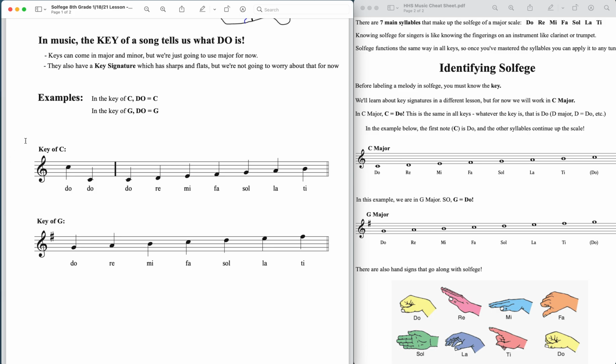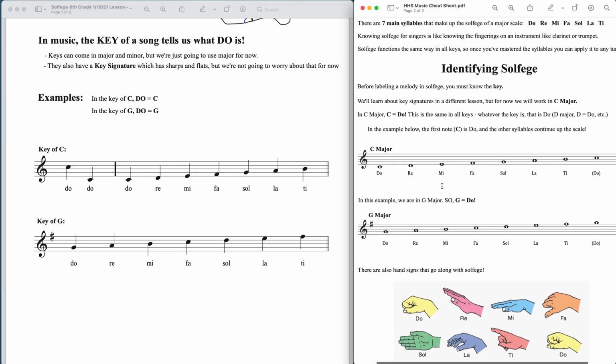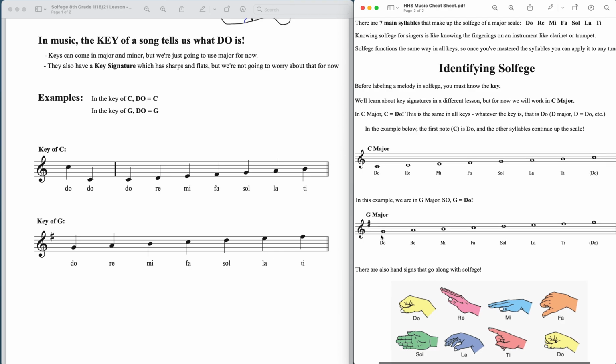We're going to be working in the key of C and G right now. And on the back of your note naming cheat sheet are every note labeled in the keys of C and G. So it should be pretty straightforward. Let's practice.